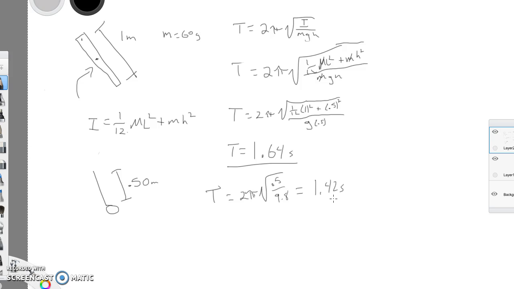And so the reason why is that something that has mass more distributed would, with all this mass out here, this mass is more difficult to oscillate than this mass in here. And so that's why it takes longer, because gravity has to work harder to cause it to rotate. Okay?